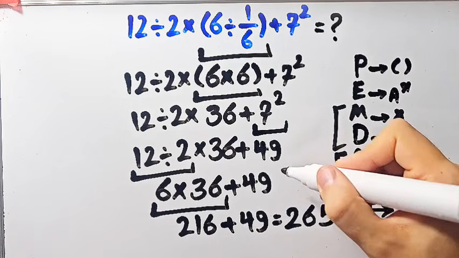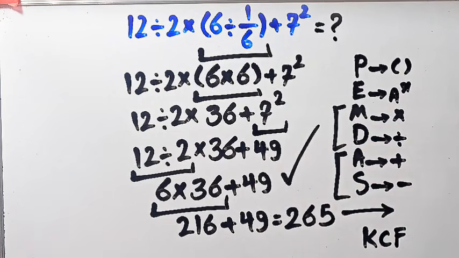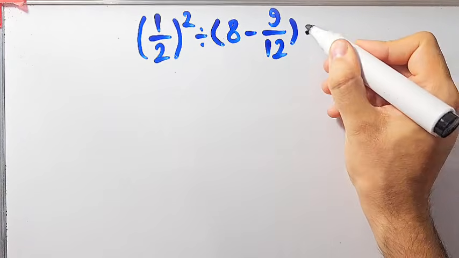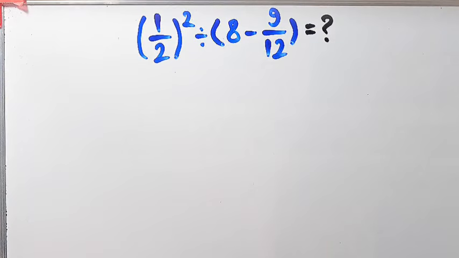Okay guys, let's solve another question about PEMDAS rule. 1 over 2 to the power of 2 divided by open parentheses 8 minus 9 over 12 close parentheses. What is the answer of this question? We have exponent, division, parentheses, and subtraction.